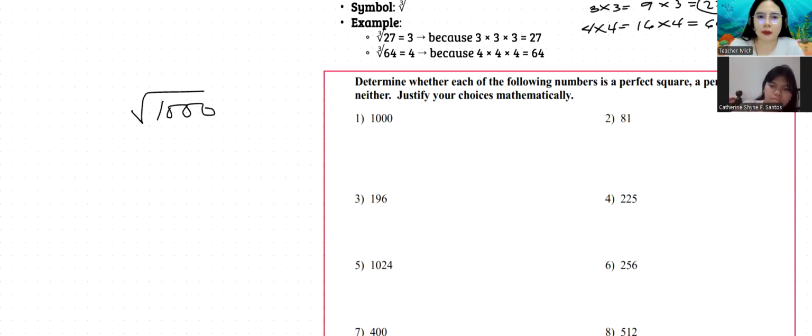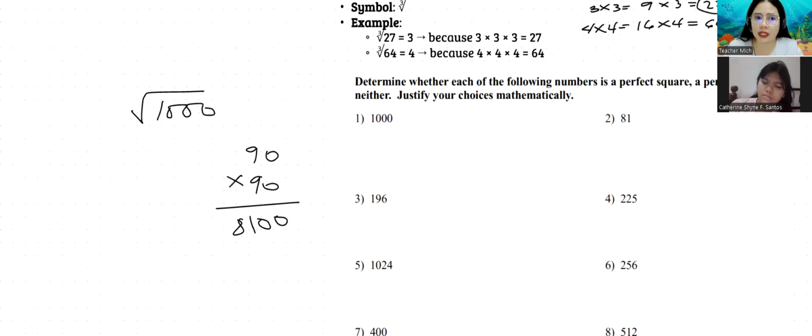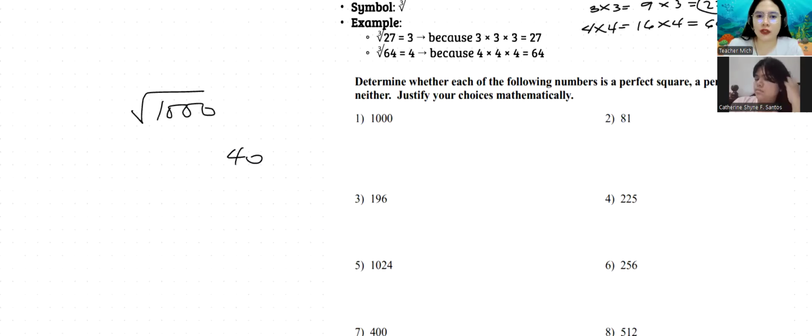Like for example, 90 times 90, that is two zeros. And then when you multiply this one, that is 81. So meaning to say that is more than 1,000. So you lower the value. So we'll think of it as like 40. Let's try 40. 40 times 40, two zeros. 4 times 4 is 16.